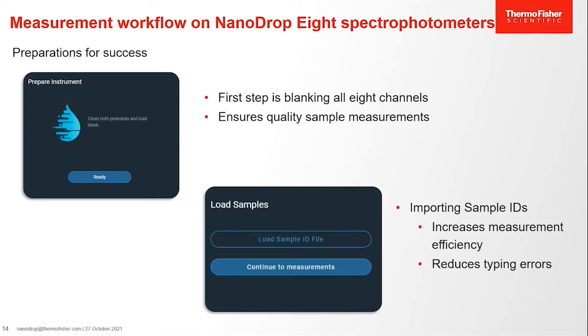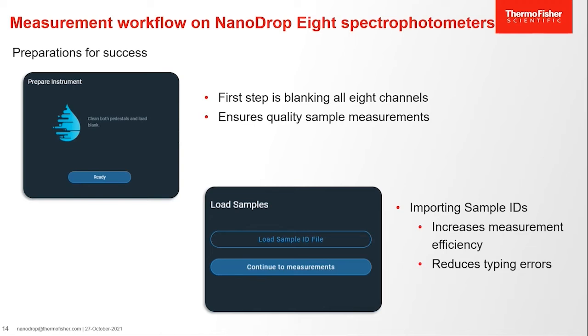measurement channels. And this really ensures that you get quality sample measurements. So when making a blank and when making subsequent measurements, you want to ensure that the blank measurement is of the same buffer that's used to suspend your samples. So for example, if you have RNA in water, then you want to blank with water. If you're measuring DNA suspended in TE buffer, you want to be blanking with TE buffer. And as I mentioned, doing this will ensure that your sample results are the best they can be.